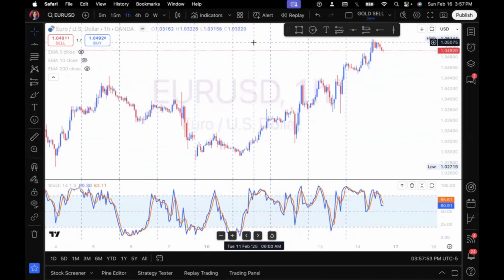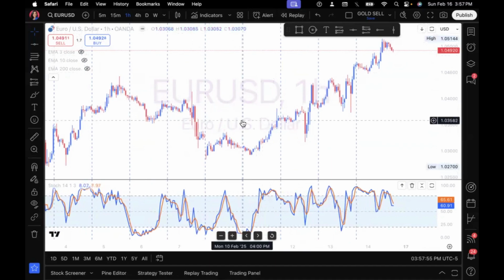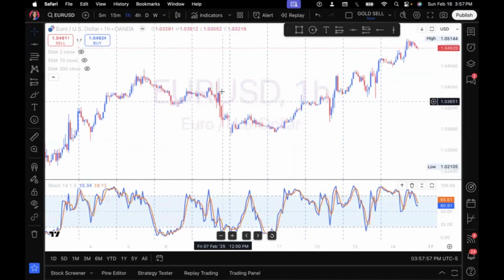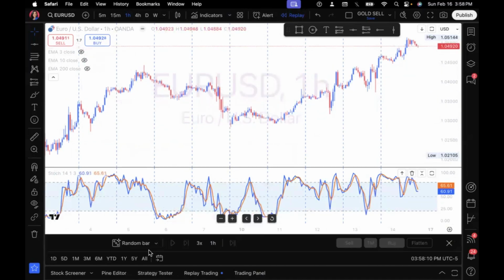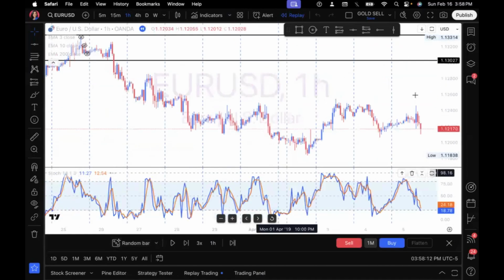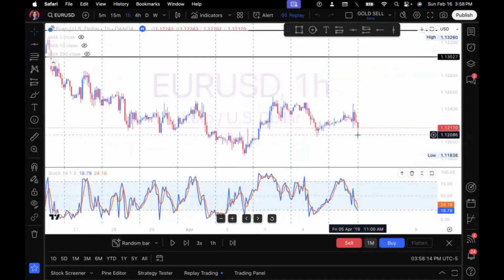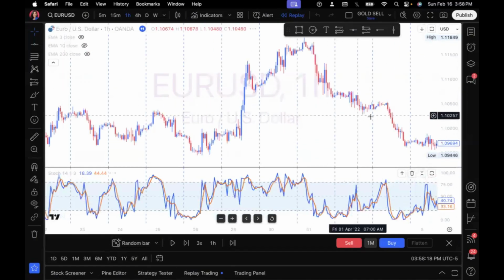So the first thing you're going to want to do is determine what the high was for the previous day and what the low was for the previous day. Because there's a few things that can happen once the market has already reached the daily high and the daily low. So I'm going to put my chart in replay mode. I'm going to select a random bar and we are going to get into this analysis.